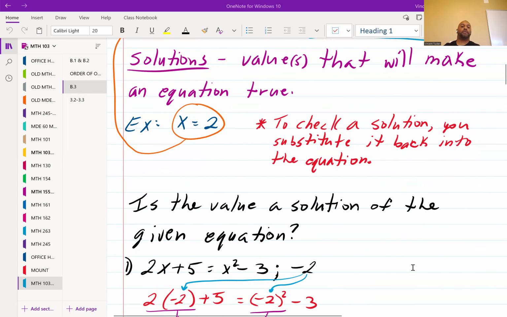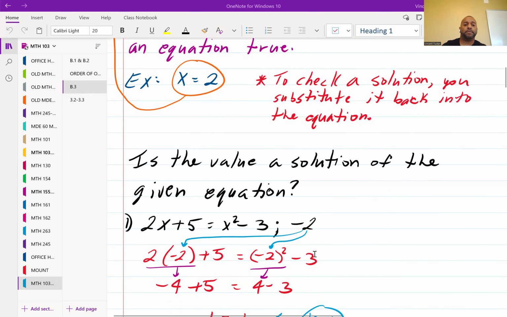Before we get into solving, what we're going to do is make sure we're okay with actually plugging it in and making sure our solution is true. So if they give you a value and ask you, is this the solution for the equation? Are you able to determine? Basically they'll give you an equation and a value, and you plug it back into the equation. If it ends up giving you a true statement at the end, then it is a solution. If not, it's not a solution. So our first equation is 2x plus 5 equal to x squared minus 3. And they give us -2 that they want us to check. That's just a semicolon right here. That's all. So this is the equation I'm looking at.